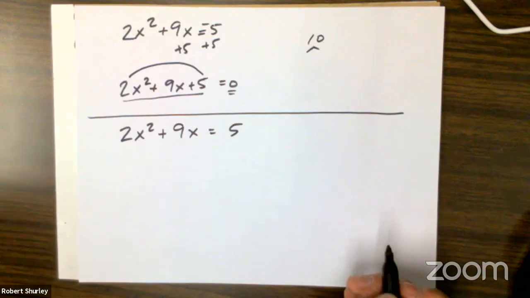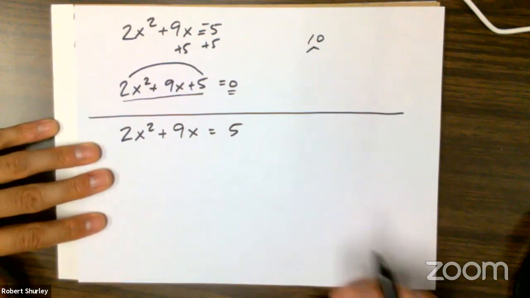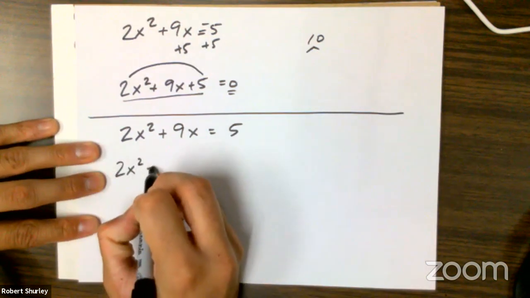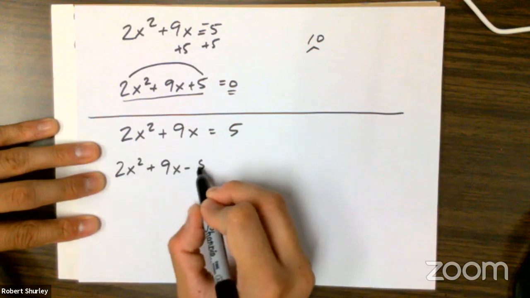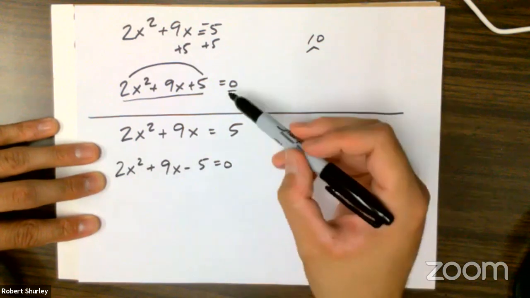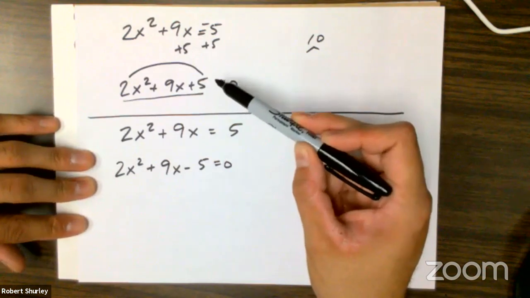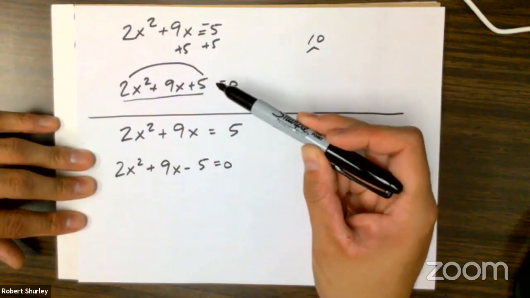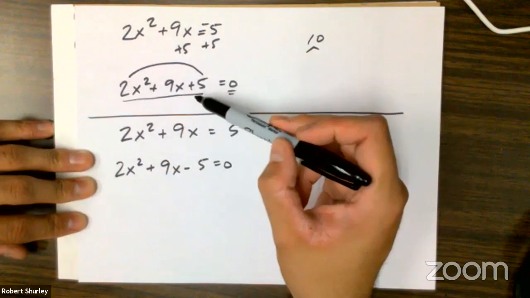So let's start over here. And I'm going to do the same steps. I've got to make 0 on one side of the equation. 2x squared plus 9x minus 5 equals 0. Now, if you're wondering, hey, wait a minute, what do I do if this happens to me? Well, first off, this won't happen to you in the homework, okay? All of these are set up to factor.